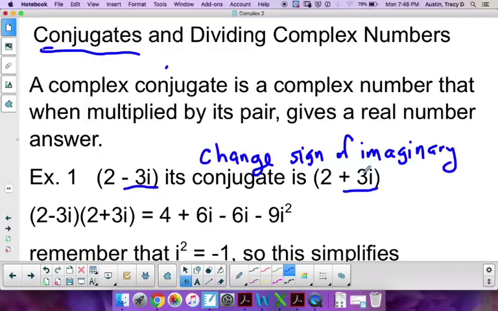What happens basically is if you change the sign of your imaginary term, those middle pieces cancel each other out, right?